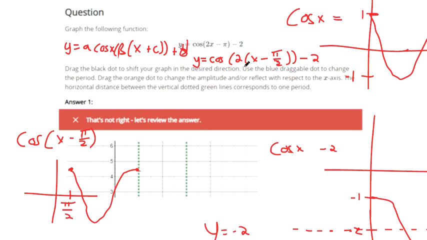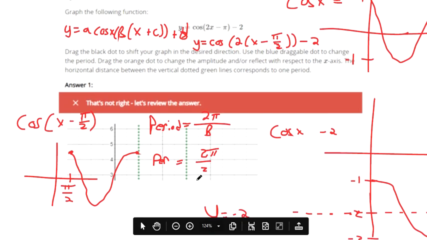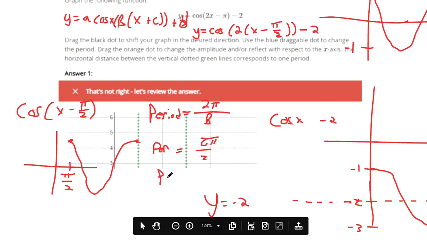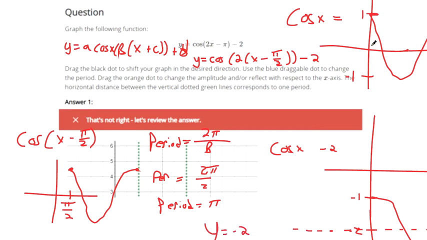And now we can deal with that 2. The 2 affects our period. The period is 2 pi divided by the absolute value of b, and this is our b right here. So we know what b is. B is 2. So if we simplify this, the period, 2 pi divided by 2, is just pi. So that means instead of repeating itself every 2 pi on the x-axis, it repeats itself every pi.